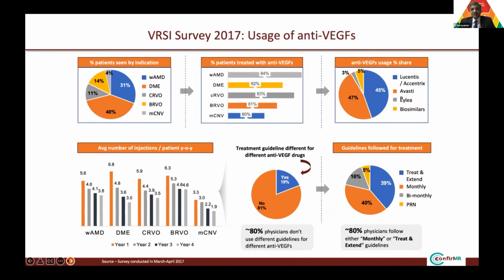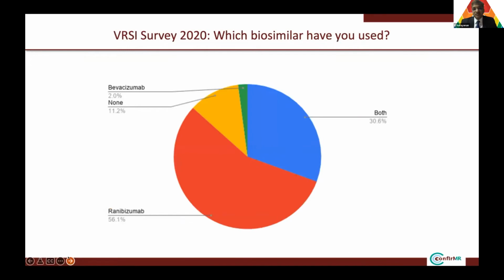And this was the landscape in 2017. The Indian Retina Society, when we did a survey of people using anti-VEGF, please look at the top right box. What was the percentage of biosimilars that they were using for all indications? Less than 5%, or about 5%, of doctors were using biosimilars in 2017.